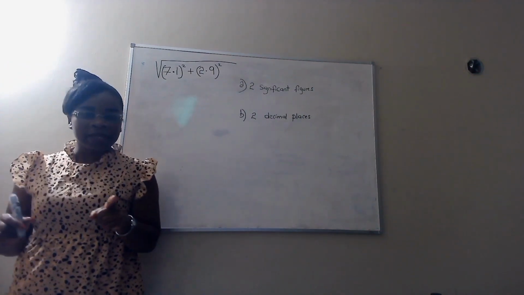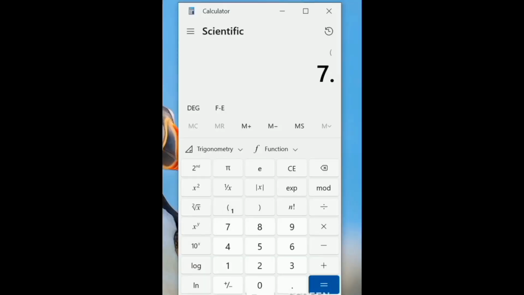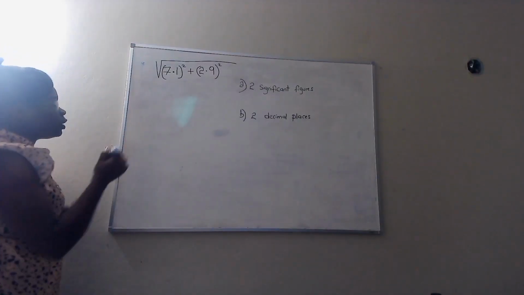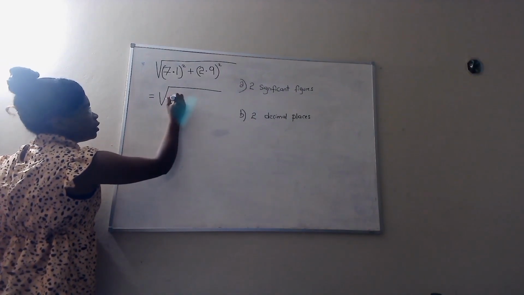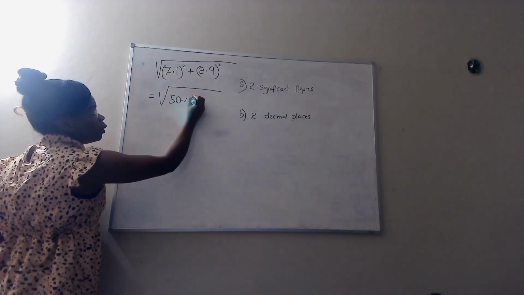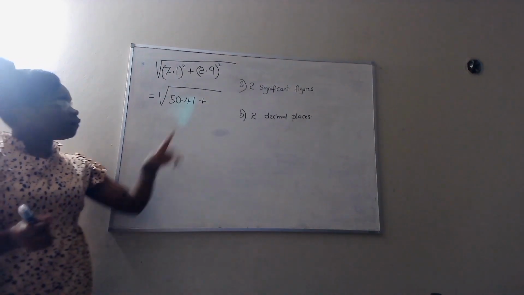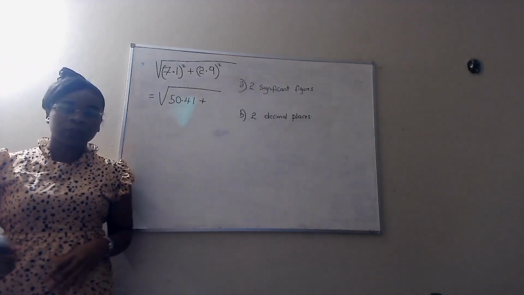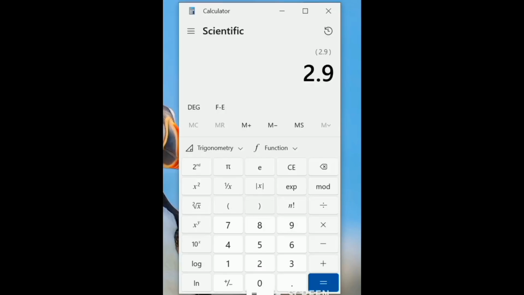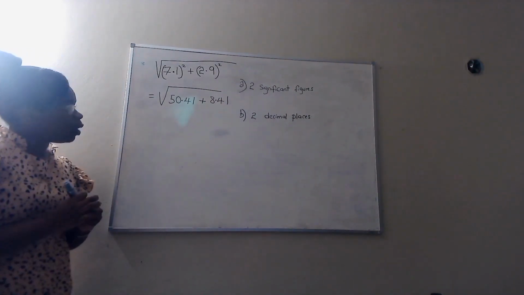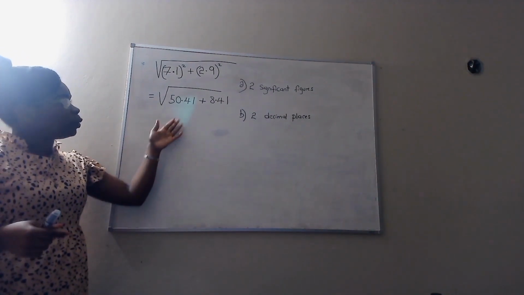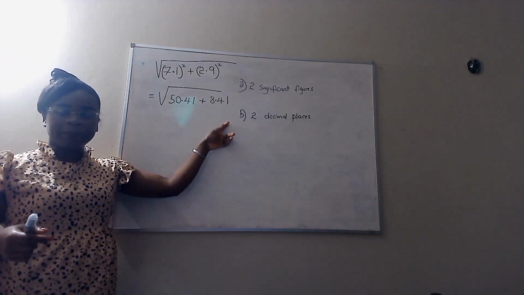So let's pull up our calculator. 7.1 squared, that's a square sign, is equal to 50.41. So let's write that down. Equal. So 7.1 squared, that's 50.41, plus. Let's now find out what 2.9 squared is. Okay, so we can go ahead and add. We're going to add 50.41 plus 8.41.